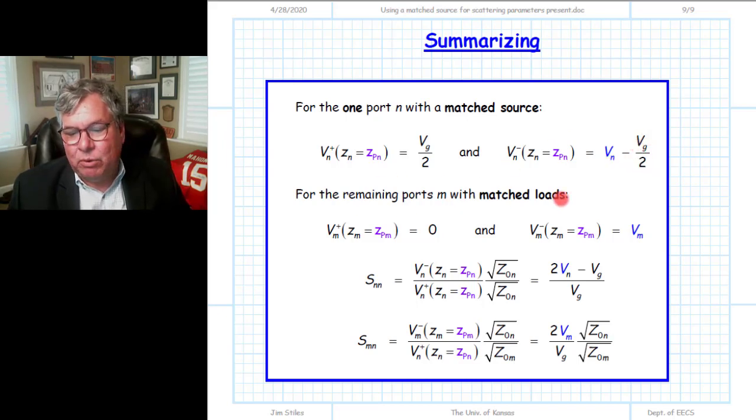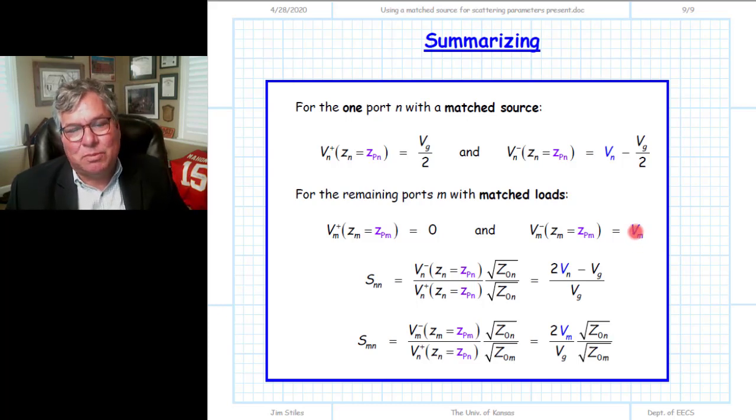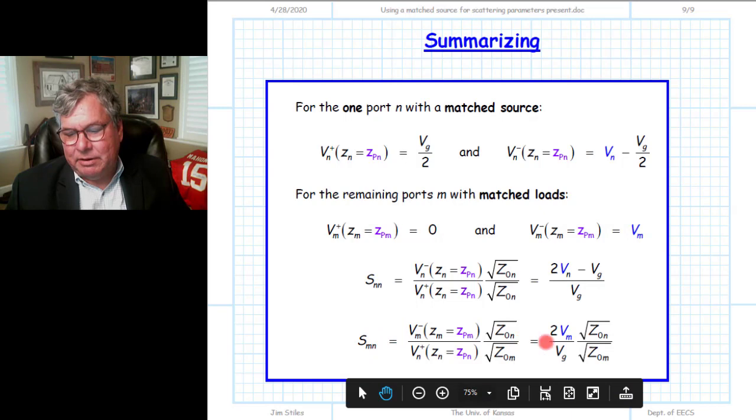For the remaining ports with matched loads, we find that the incident wave, of course, is 0, since we have matched loads there. The scattered waves, therefore, are simply equal to the total voltages that you calculate for those ports. And again, this will be in terms of the source open circuit matched source voltage VG when you do your analysis. And then because of that, the diagonal elements of the scattering matrix can be found in this form, and the off-diagonal elements can be found in this form.